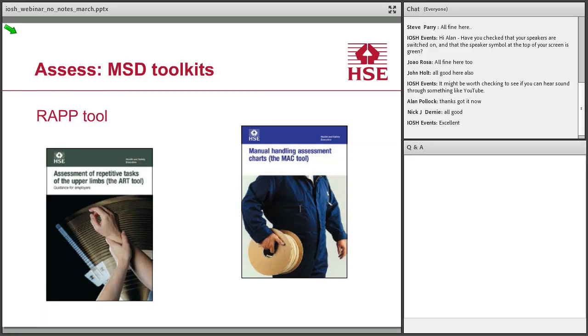These toolkits aren't specifically designed for construction work. They are designed more for factory or more routine works, but they are a useful way for you to identify where your problem areas are.